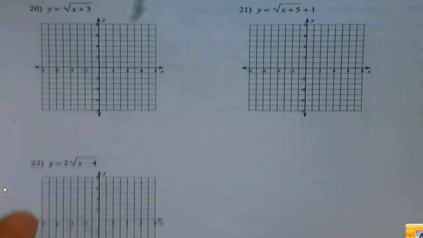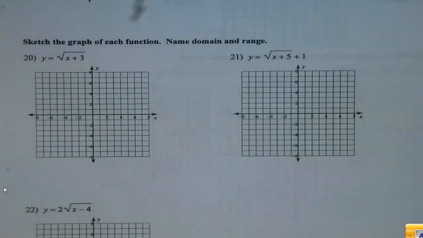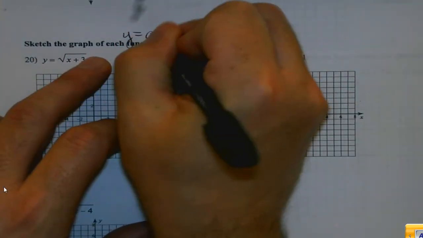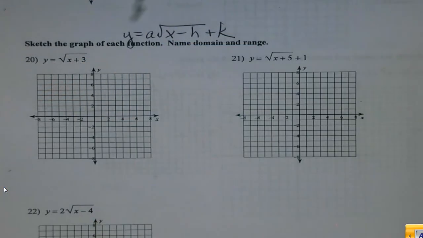All right, so then we get to 20. Notice it's not absolute value anymore. Sketch the graph, name the domain and range. Okay, a couple things to remember here. This should look really familiar for some reason. It looks exactly the same as absolute value did, except now it's a radical instead of an absolute value. And we use the values a little bit differently.